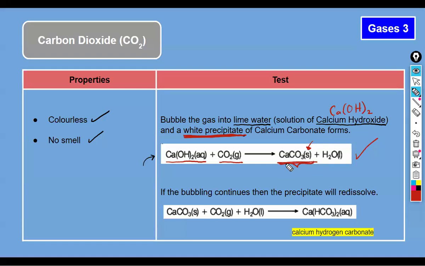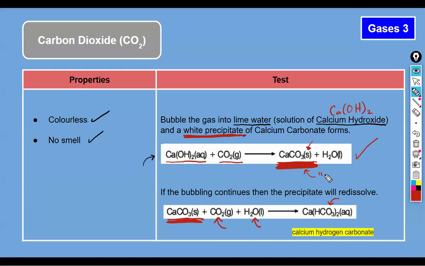You see, when the calcium carbonate forms, right? This same calcium carbonate that we just got, I'm putting it over here now. When the calcium carbonate mixes with more carbon dioxide and it has water, remember, the calcium hydroxide solution will have water in it. So after the calcium carbonate forms and it is white, and it continues to mix with the excess carbon dioxide and the water, it forms what? Calcium hydrogen carbonate.